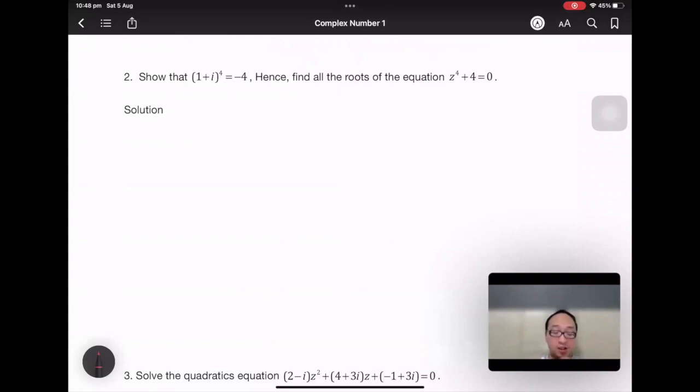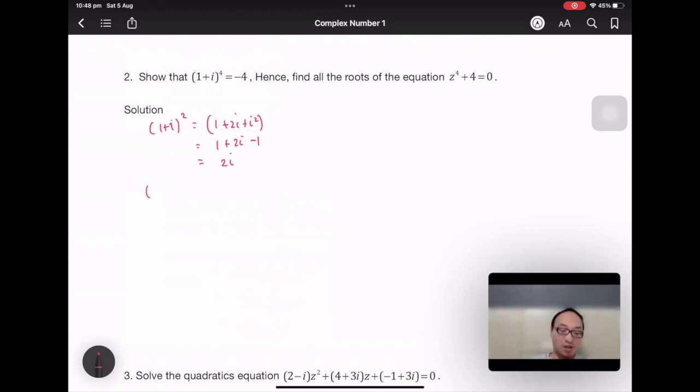Still that (1 + i)^4 equals negative 4. In this question, I can find (1 + i) to the power of 2 first. So if I expand this, it will be 1 plus 2i plus i squared. So this is 1 plus 2i minus 1. So this is only 2i.